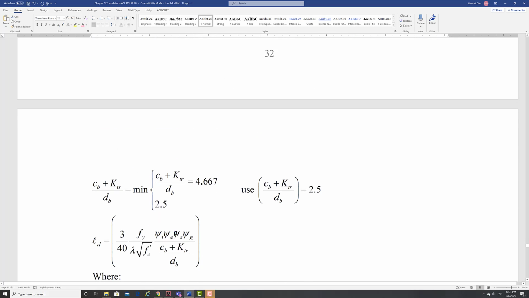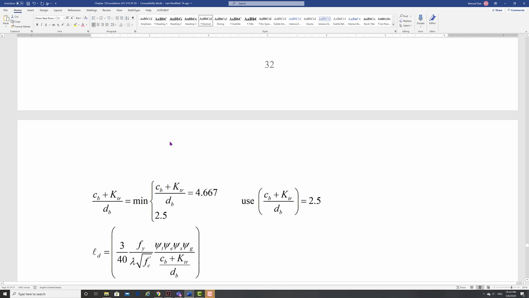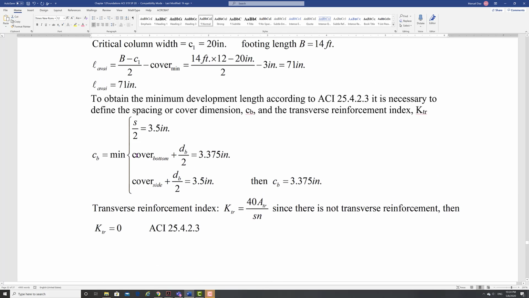Okay. So we're going to find our development length. Remember this little formula here, right? So we need to find all these terms, and that's what we're doing here. So I find my c_b. The spacing was about 7, so it's 3.5, half of that. Cover, 3 inches minus d_b over 2. Same thing on the other side. So these are then my two values in there.